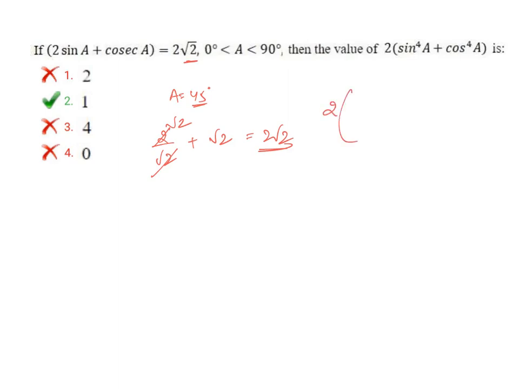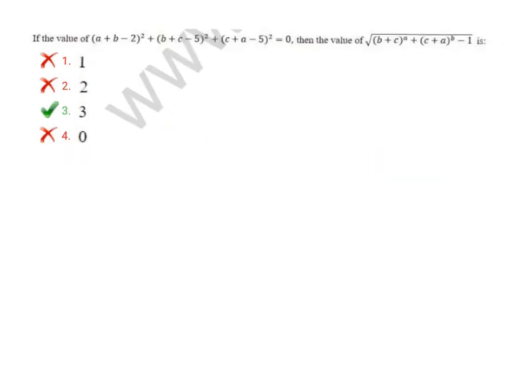Now, 2 into sine square 45, that is 1 by 2. That's whole square of it again because it is sine to the power of 4A. It is 1 by root 2 whole to the power of 4. It's 1 by 4 plus again 1 by 4. 1 by 4 plus 1 by 4 is 1 by 2. 2 into 1 by 2 is just 1. So the answer is 1.